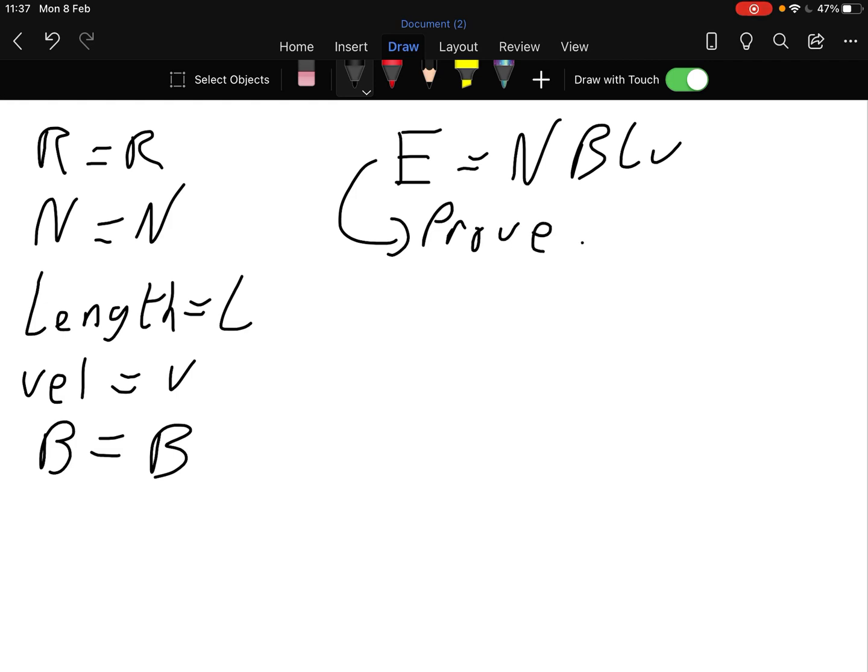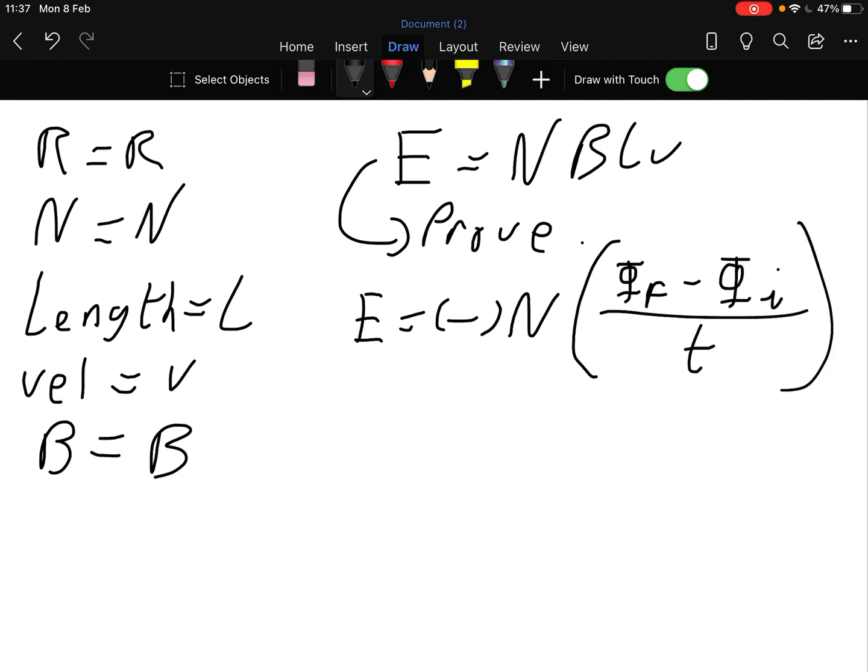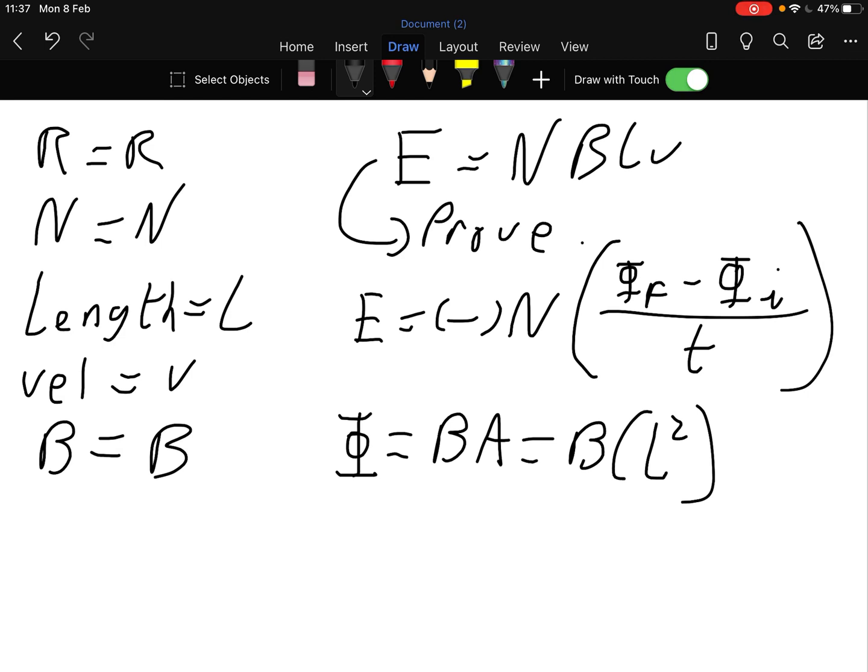So what we do first is go to the log tables, find the equation, and the equation is E equals minus N, final minus initial divided by our time taken. Okay, so first things first, let's look at that. What is this? That is B times A. So B is B here, and what's our area? Length by length, L by L, so L squared. And our initial will obviously be 0 because it's coming into the magnetic field.